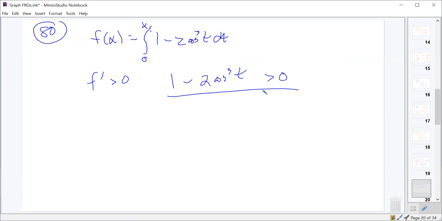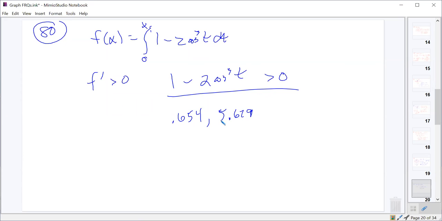Does that make sense to everybody? So let's see, it looks like that happens from 0.654 to 5.629.